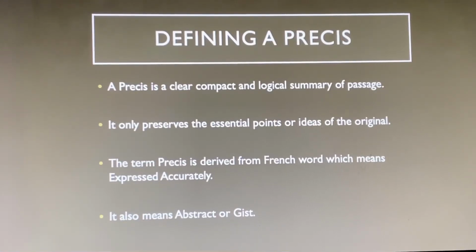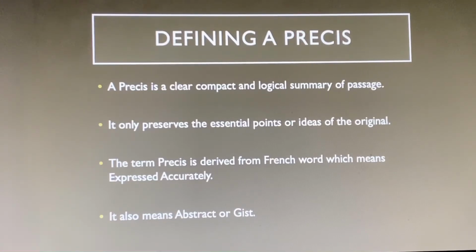It also preserves the essential points or ideas of the original. So when you're writing a Precis, it is very important that you ensure the important points, the important things are not missed out. If you miss them out, then when you go back to that Precis, you will definitely not be able to properly get all the points of the main passage which you have read earlier. So when you write a Precis, you have to ensure that all the essential points and the ideas of the original passage are included.